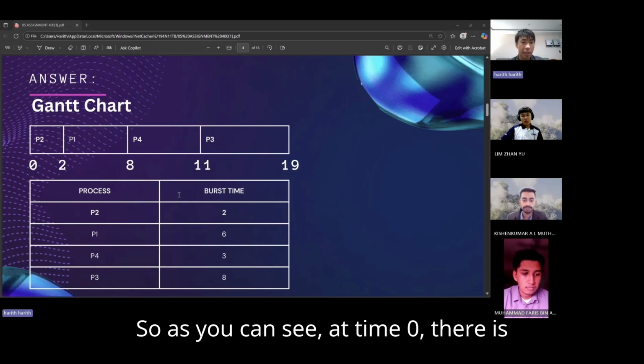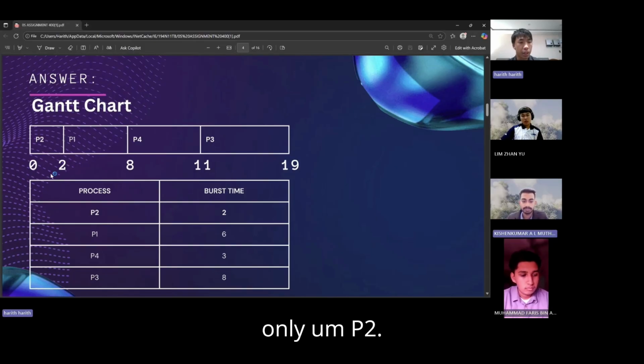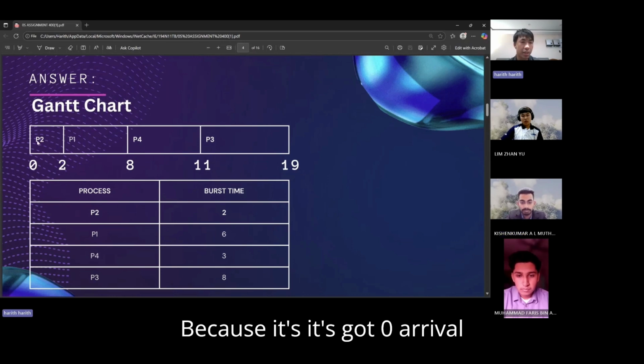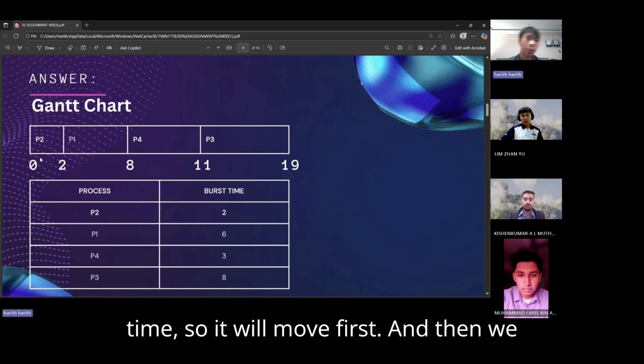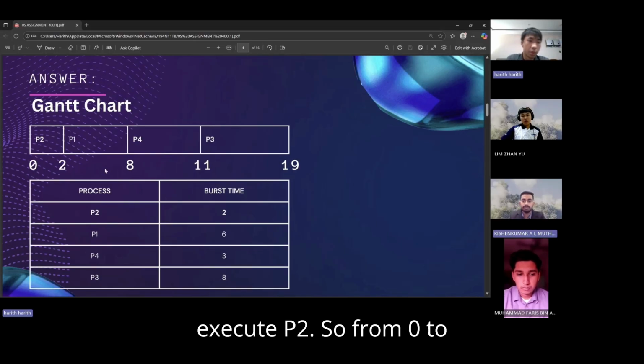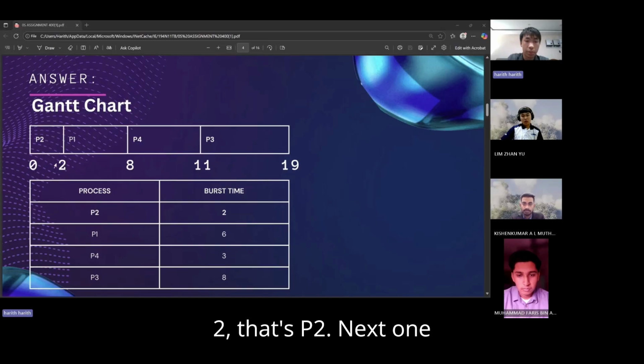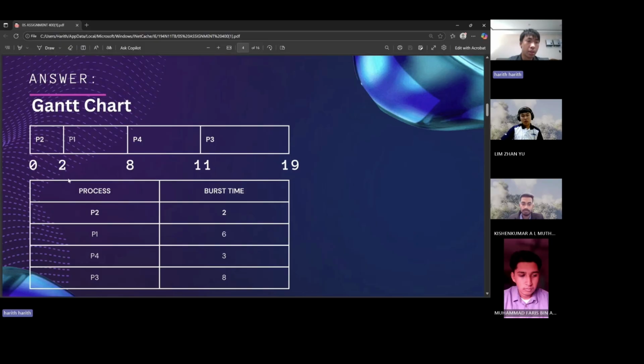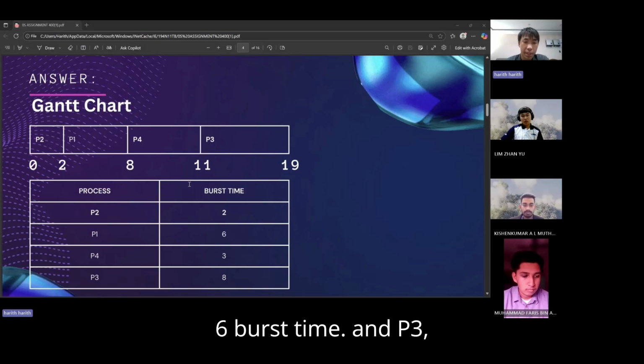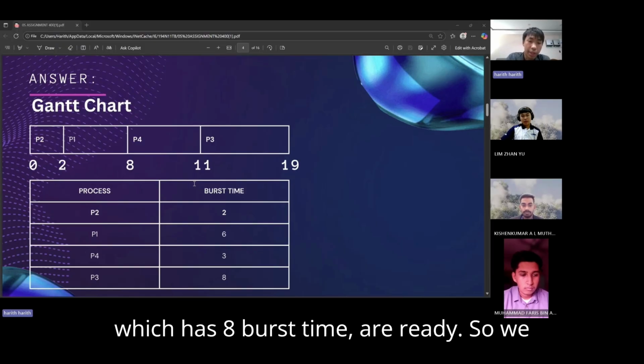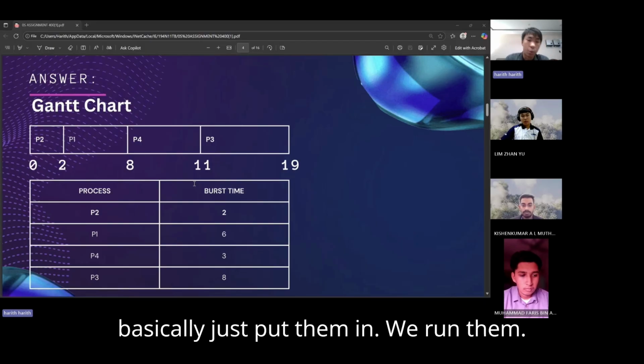As you can see, at time 0, there is only P2 because it's got 0 arrival time, so it will move first, and then we execute P2. So from 0 to 2, that's P2. Next one is at time 2, P1 comes in. P1, which has 6 burst time, and P3, which has 8 burst time, are ready. So we basically just put them in, we run them.